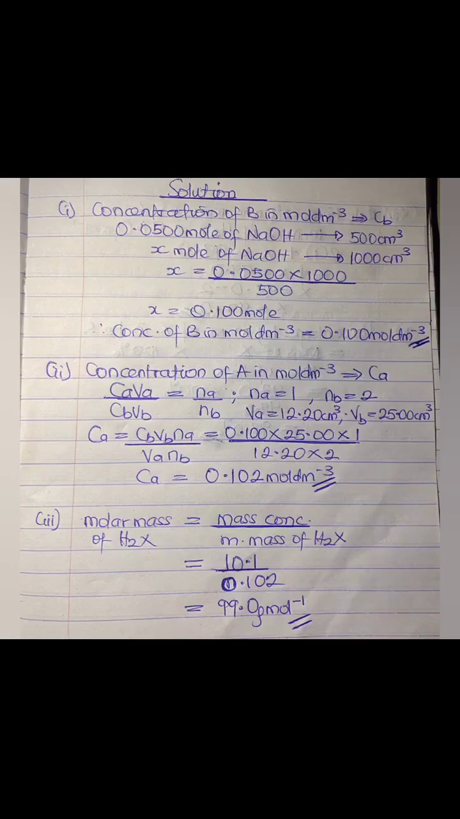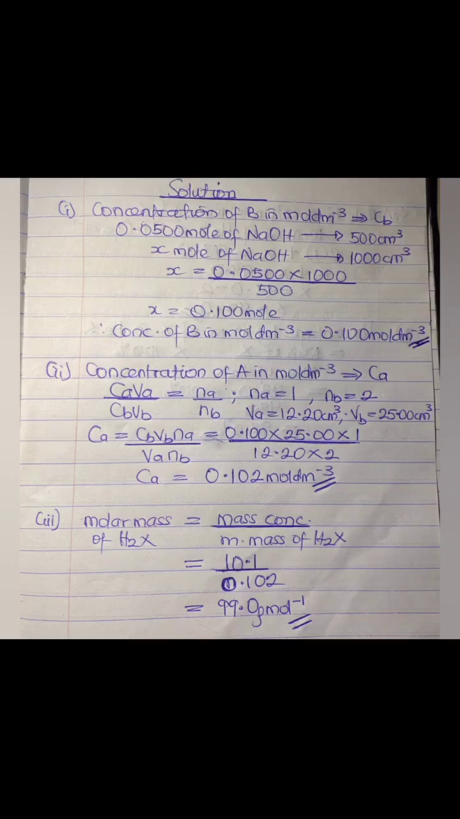Working through this, if I make CA the subject of my formula, my CA will be equal to CBVBNA over VANB. After doing all my substitution, I will get 0.100 times 25.00 multiplied by 1, divided by 12.20 times 2. In the end, I will get my CA to be 0.102 mole per dm cube. Now, there is a slight mistake on this part here. I want you to look at it like this. Sorry, there's no slight mistake actually.